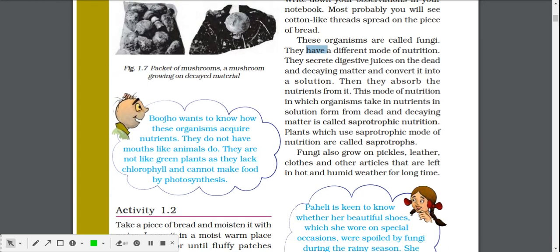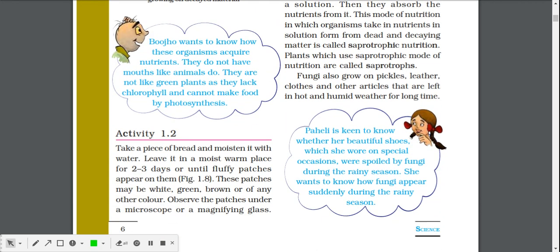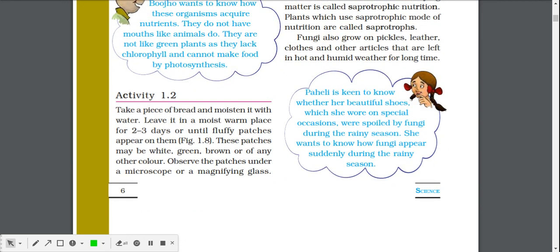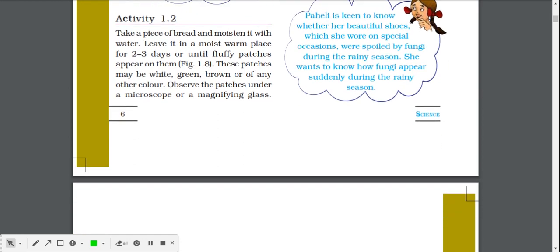Fungi also grow on pickles, leather, clothes, and other articles. Even, you might be shocked, fungi grow on our body too. I don't want to say how it grows. Okay, I will let you know. When you do not take baths for months or even for a few weeks, there will be itching and some fungi-like appearance on hidden parts of the body, like under the armpits and other body parts. It can be observed. So do not try this because it's quite painful.